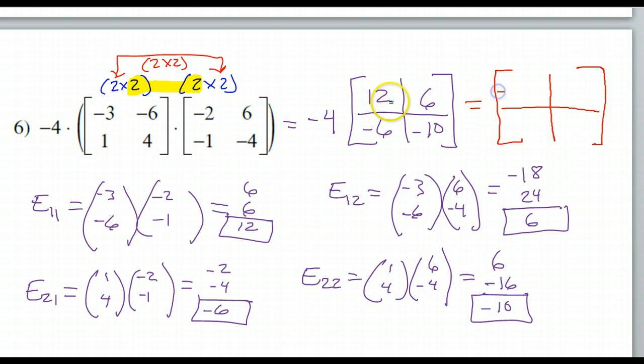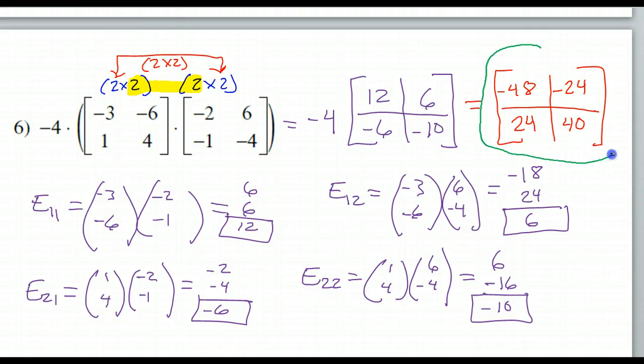So this is going to be, -4 times 12 is -48. -4 times 6 is -24. -4 times -6 is +24. And -4 times -10 is +40. So this should be the final answer for number 6.